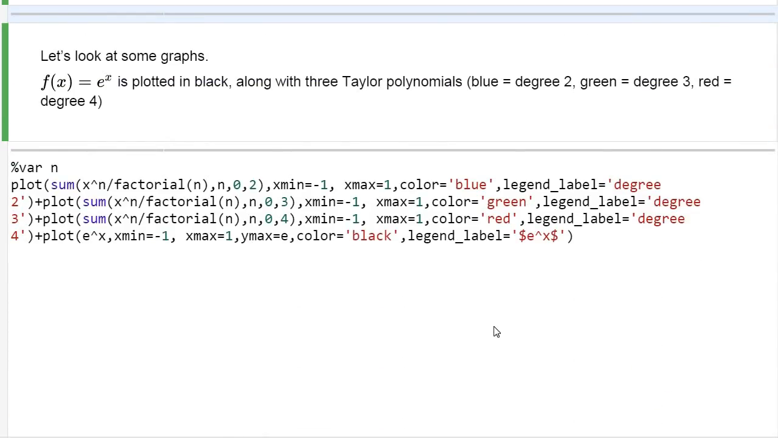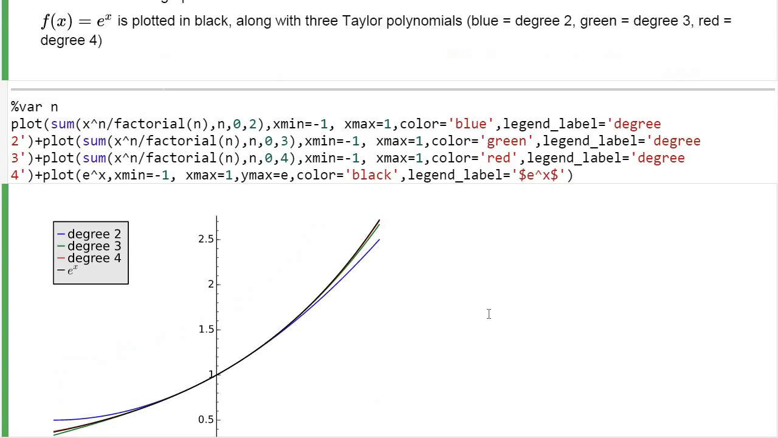Alright, now I'd like to look at some graphs. So here we have e to the x in black, along with 3 of its Taylor polynomials. In blue is degree 2, a parabola approximation, degree 3 in green, and degree 4 in red. So this is all centered at 0. Right here at x equals 0, they all agree.